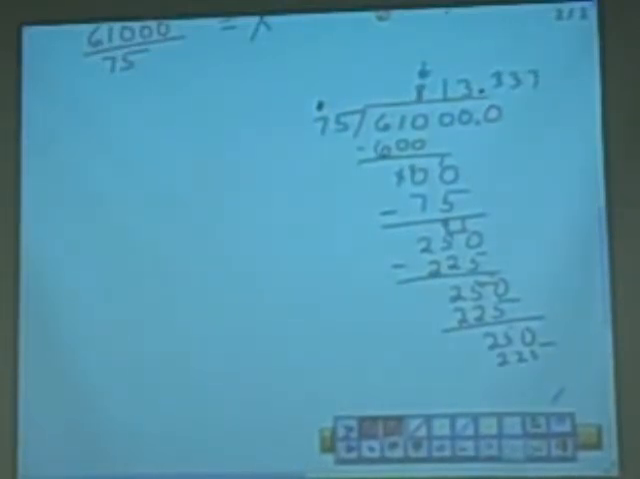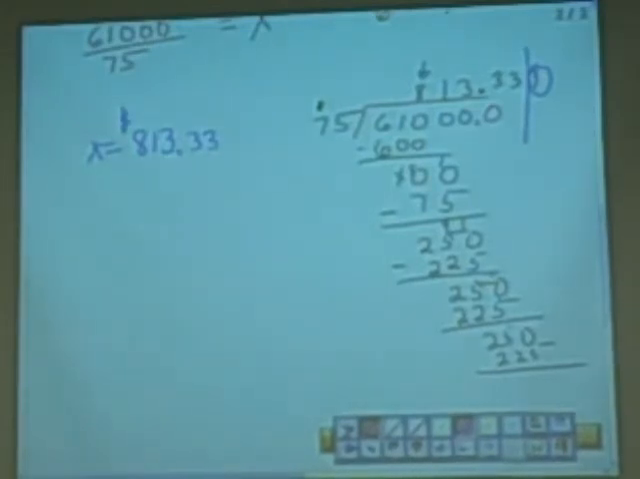Because we're dealing with money, we don't put 3 repeating. We don't put 0.3 repeating. We draw a line after the penny and look at the next digit. So that means x is going to equal $813.33.